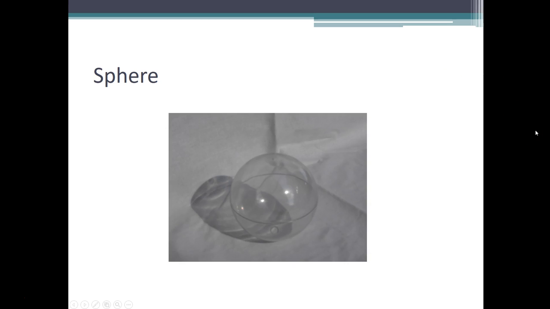Sphere, a ball. Finding the formulas for a sphere at first looks kind of random, but there's actually a relationship between a sphere and a cylinder. Let me draw this out for you.